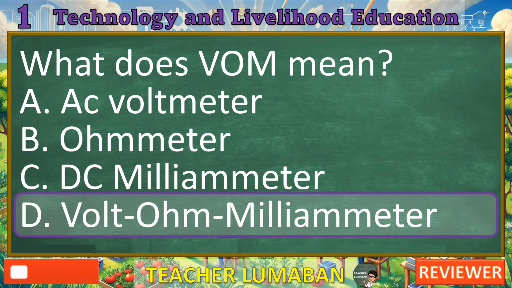D. Volt-ohm milliammeter, VOM. A VOM is a versatile instrument that can measure voltage, resistance, and small currents. This type of meter is also known as a multimeter, and it typically has settings for both AC and DC measurement across various ranges, making it the correct answer here.